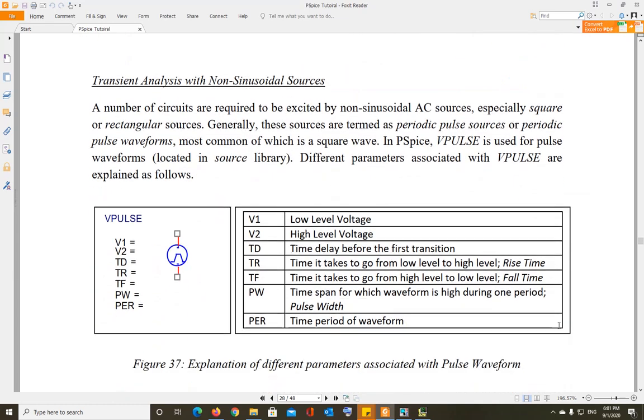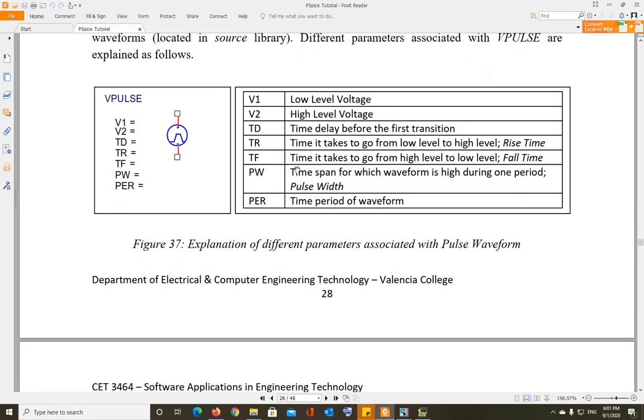And then you have the transient analysis with non-sinusoidal waveform. So go over the pulse signal. This signal can be used to create a square voltage or a triangular voltage. In this case, I'm asking you to do a square voltage, and I'm explaining what the different parameters are. V1 is the low value of the voltage. V2 is the high value of the voltage.